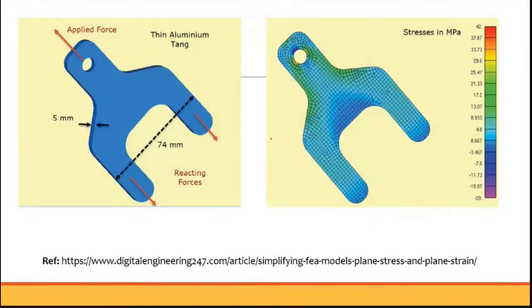Similarly, let me consider something like a hook. You see that the dimension of the hook is something like this, and the thickness of this is only 5 mm. It is mentioned here. So I can just draw the hook cross section and analyze this in plane stress condition. So this also comes under plane stress condition.